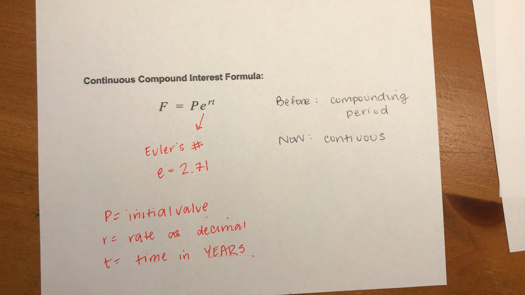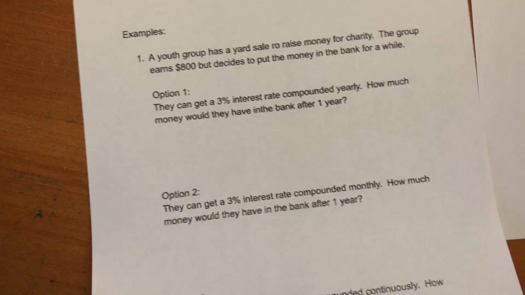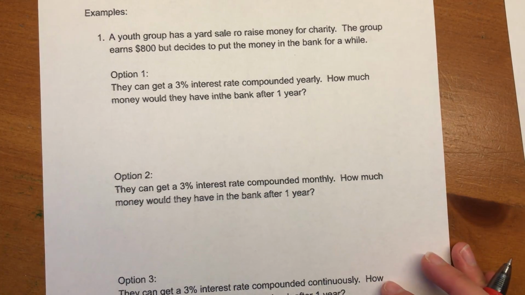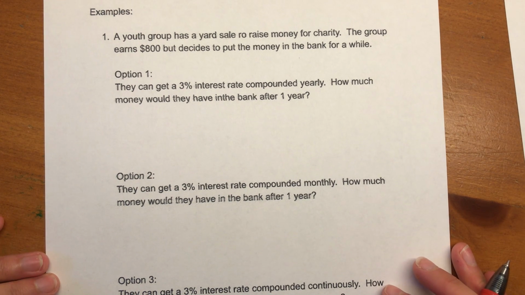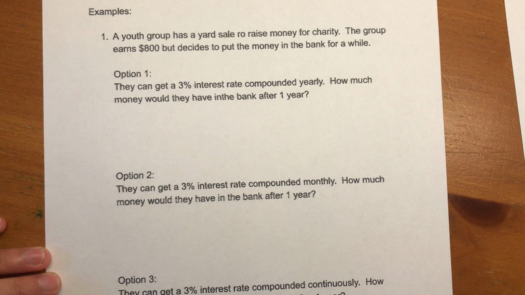All right, so let's do a couple examples. What we're going to do first is compare the three formulas that we already have, okay? And then we'll do an example with just continuous compound interest. So for our first example, number 1, it says, a youth group has a yard sale to raise money for charity. The group earns $800 but decides to put the money in the bank for a while. Option 1, they can get a 3% interest rate compounded yearly. How much money would they have in the bank after 1 year?